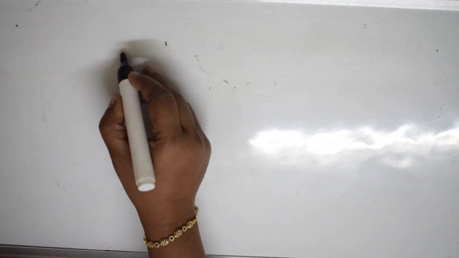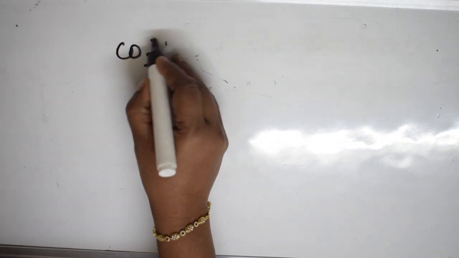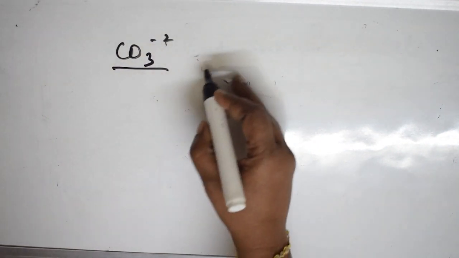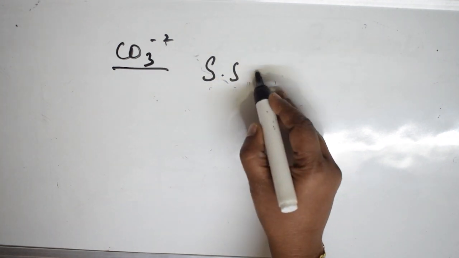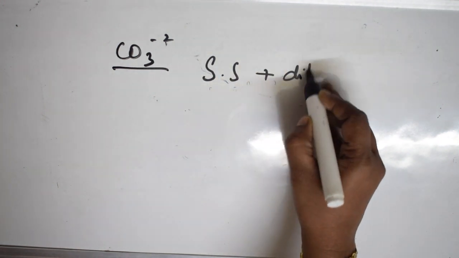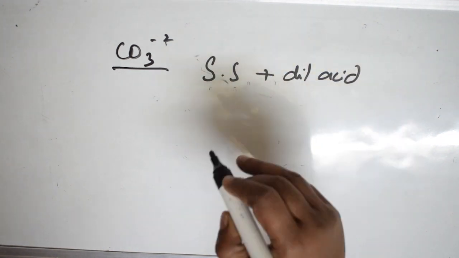So I'll tell you one simple thing. Suppose you have taken that particular salt solution, now we'll study in sets. For example, first carbonate. When you're testing for carbonate, CO3 2-, one thing you need to remember, take that salt solution. SS stands for salt solution. You're going to add dilute acid to this. Simple, isn't it? Take the test tube, add dilute acid.